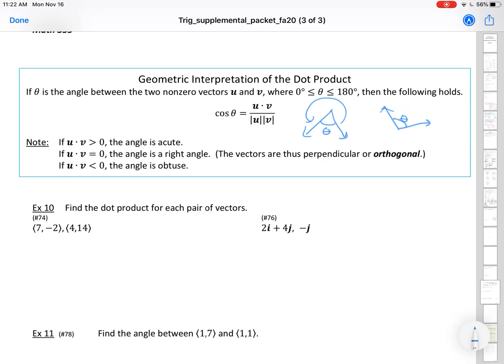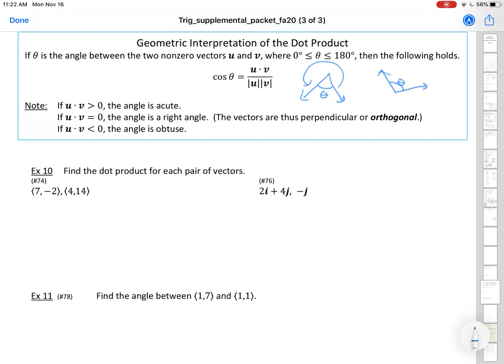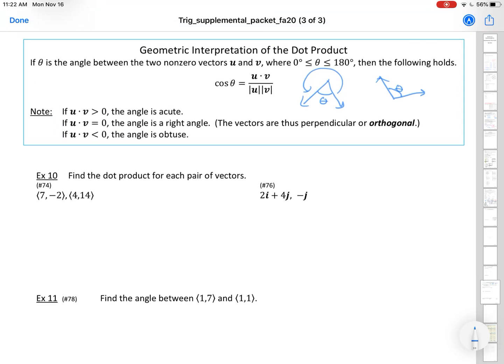So it's awesome. So let's just practice finding the dot product, and then we'll find the angle between some vectors as well. You'll recognize that this work is not bad either. So 7, negative 2, 4, 14. What's the dot product? The dot product is 7 times 4 plus negative 2 times 14. So 7 times 4 is 28 minus 28. And so the dot product is 0.